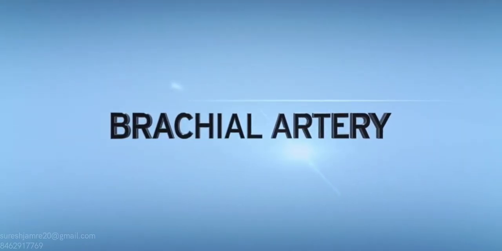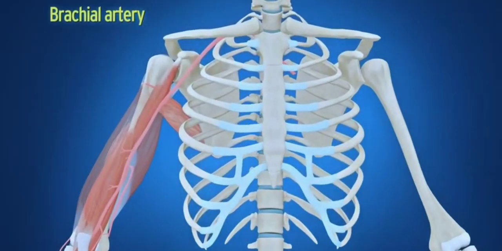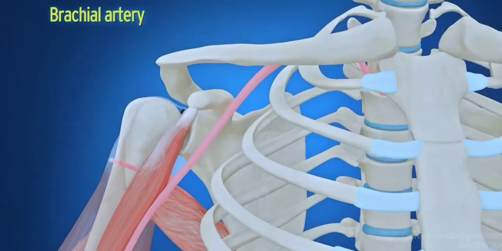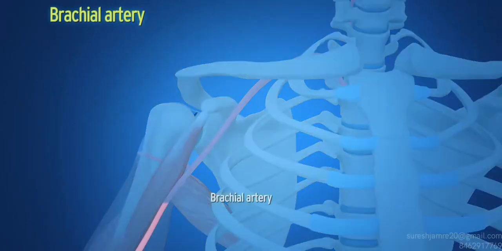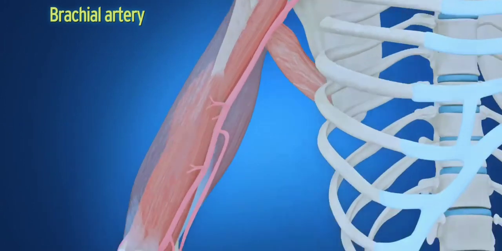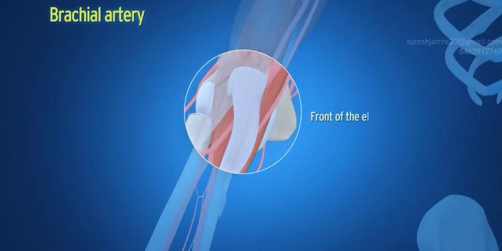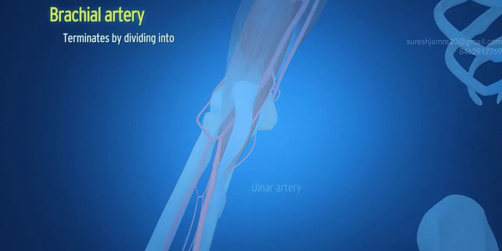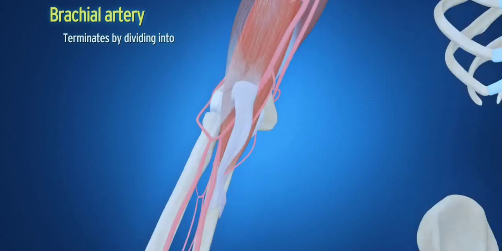Brachial artery. Axillary artery continues as brachial artery at the lower border of the teres major. The brachial artery extends from this lower border of teres major to the front of the elbow, where it terminates by dividing into ulnar and radial artery at the level of the neck of the radius.